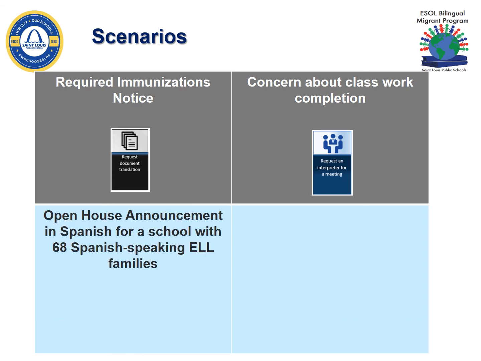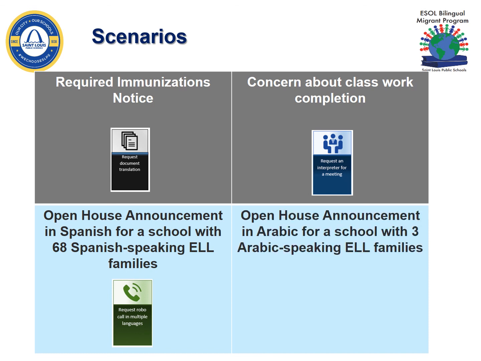To make an open house announcement for a school with 68 Spanish-speaking ELL families, the service you should request is robocall. Remember to include your message as part of your robocall request. To make an open house announcement for a school with 3 Arabic-speaking ELL families, the service you should request is personalized phone call. Since the number of families you need to reach is relatively low, a personalized phone call will work best for this situation.